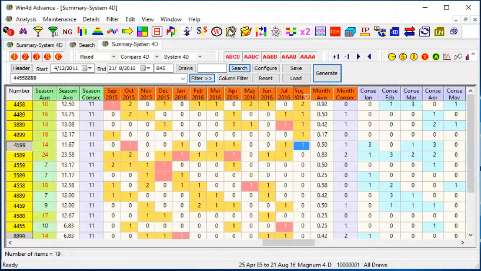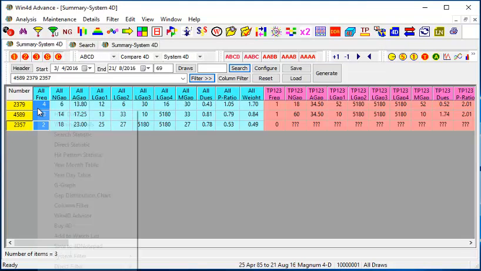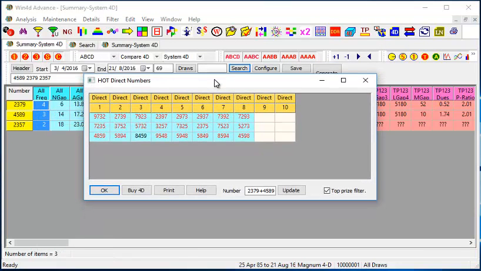Okay, let me close this and let's come back to here again. So my advice to you, take a close look at 4589. It's truly one of the very, very good numbers to stay focused on.